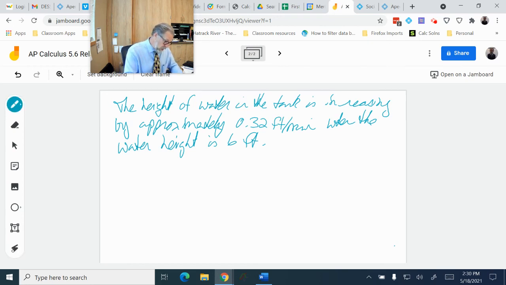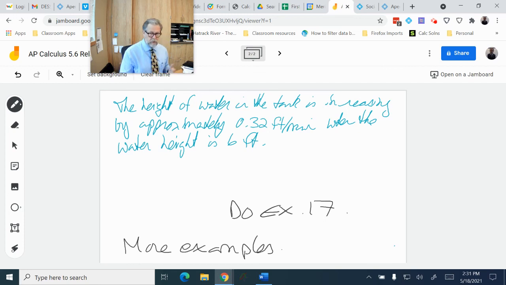Okay, if you are in my class, why don't you go ahead and do exercise 17 in the book. And we are done with the section, but I'm going to do more examples. So if you come back here, if you're following along in the book, you'll notice that we're done. There are no more related rates problem examples in the book.